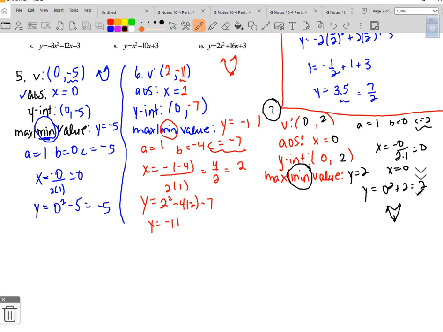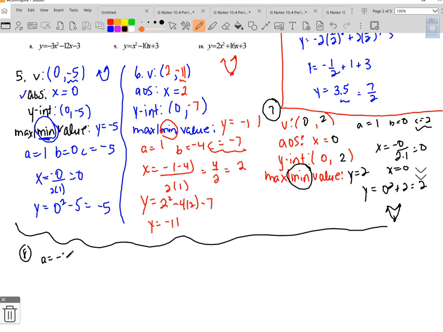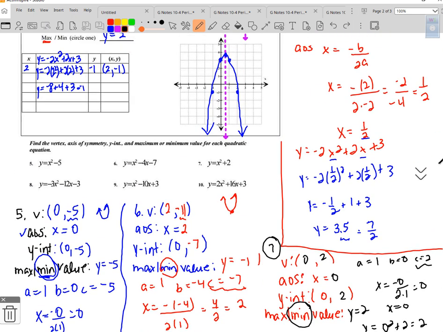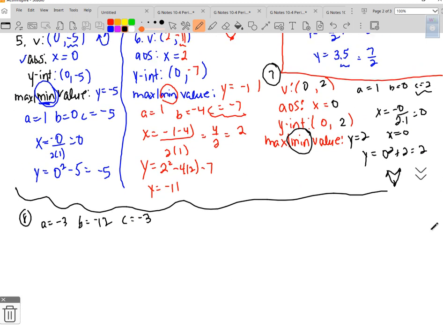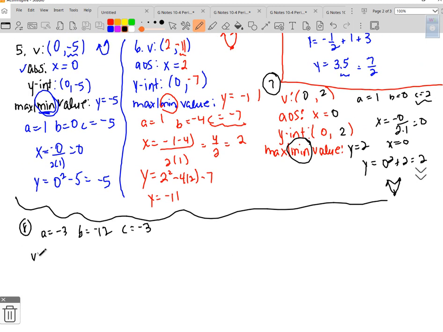All right, just going down to number 8. Right here, A is negative 3, B is negative 12, and C is negative 3. So remember, they didn't ask us to graph these, and you're going to have problems like this on the test where you're not going to graph, you're just finding these things. So we're going to find the vertex, the axis of symmetry, the y-intercept. You have to tell if it's a maximum or a minimum value, if the vertex is a maximum or a minimum.